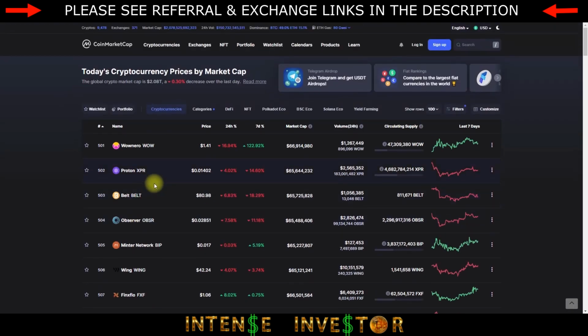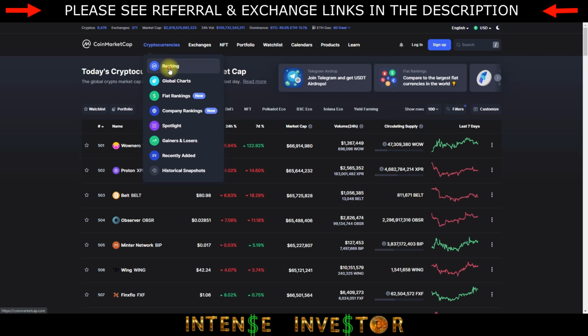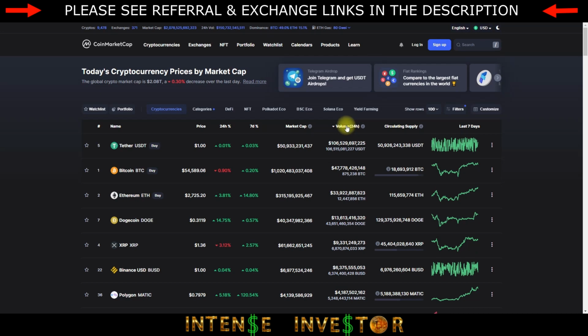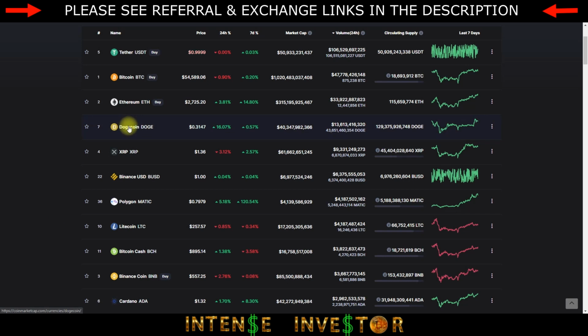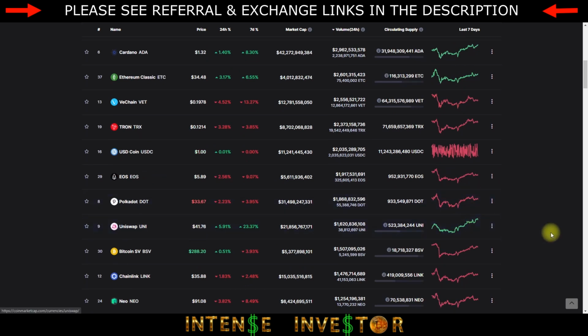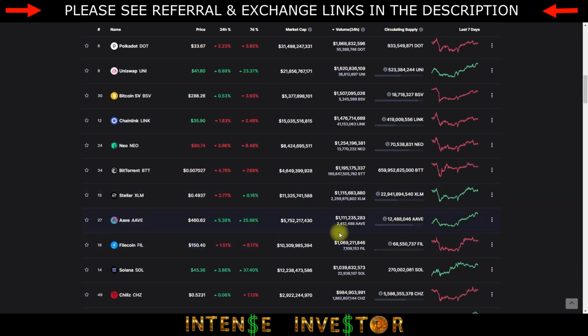So definitely pick good cryptocurrencies. You can go here, click on ranking. You can click on market cap or volume, like Tether, Bitcoin, Ethereum, Dogecoin. Be careful with Dogecoin. It could drop at any time. Polygon is doing really well. It went up the other day from like 40 or 50 cents. It's up to like 80-something cents now, I think, or 79 cents. Cardano easily does pretty good. Polkadot, Uniswap. There's a lot of good ones here.